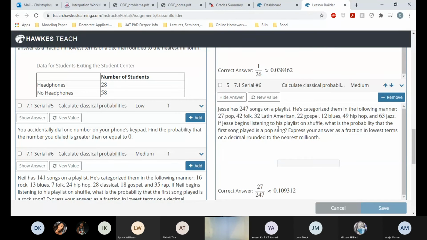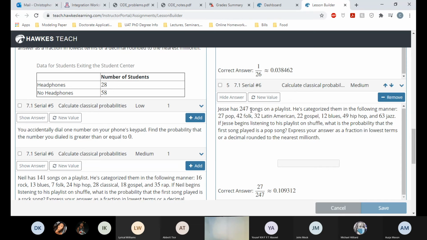If Jesse begins listening to his playlist on shuffle, what is the probability that the first song played is a pop song? Okay. Well, we know the size of our sample space already because they told us. They didn't have to. We could have found it by adding up all these numbers, but they were nice and they went ahead and told us the total number of songs on his playlist.